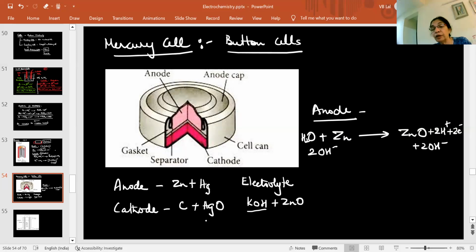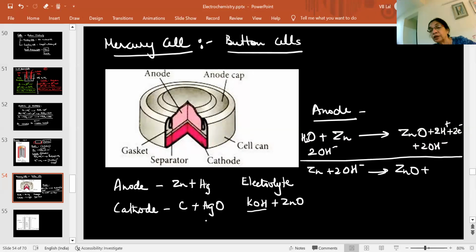All right. Now you complete this half equation. What is the equation? Zn plus 2 OH minus. I will leave water. Why? Because here 2 H plus and 2 OH minus will make 2 H2O, and 2 H2O and 1 H2O on this side will get cancelled. So you will get Zn plus 2 OH minus gives ZnO plus H2O plus 2e minus. Did you understand the reaction at anode?